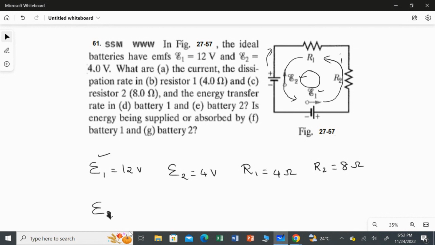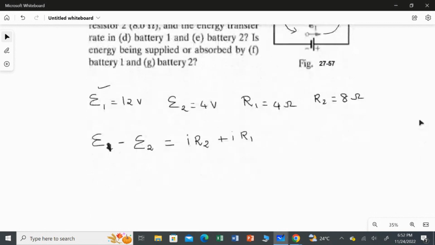That means EMF 1 minus EMF 2 is equal to, this current is passing through R2 and this current is passing through R1. So how can we write it? I multiplied by R2 plus I multiplied by R1, right? That's it. Once you frame the equation, the rest of the things are very easy, right?